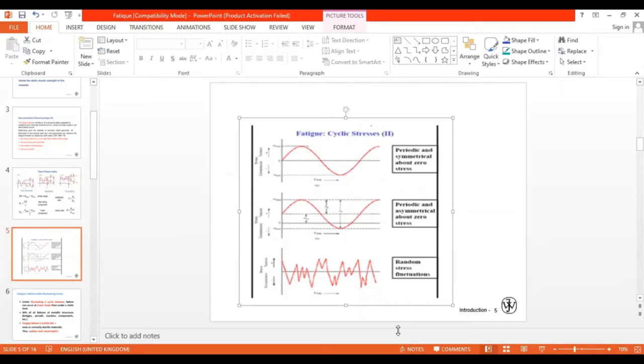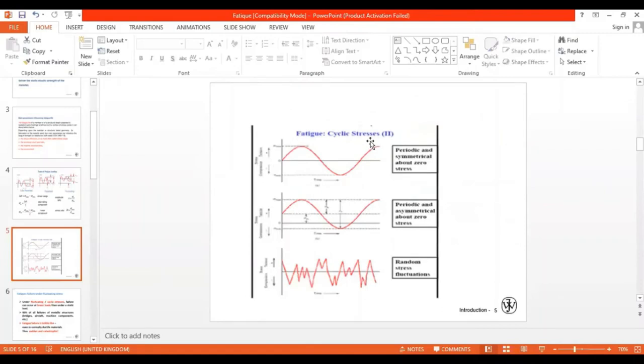In the previous slide we saw types of fatigue loading. We'll now see cyclic stress. The first diagram shows stress that is periodic and symmetrical about zero stress. The axis is zero, the stress is symmetrical about zero, and it occurs in a regular period.